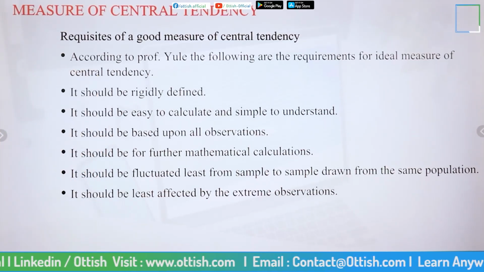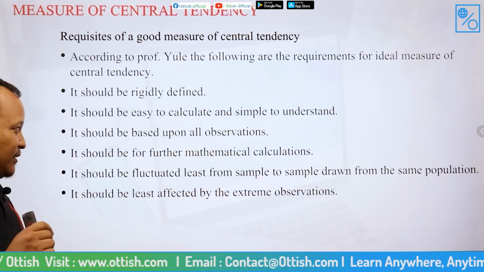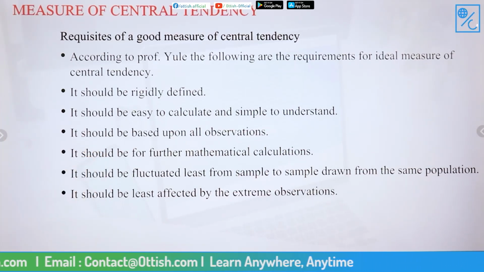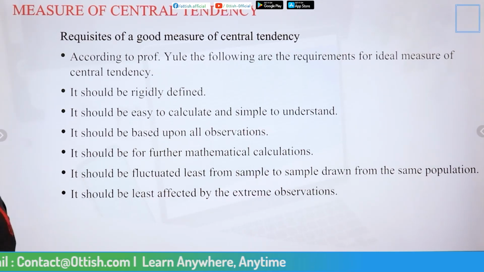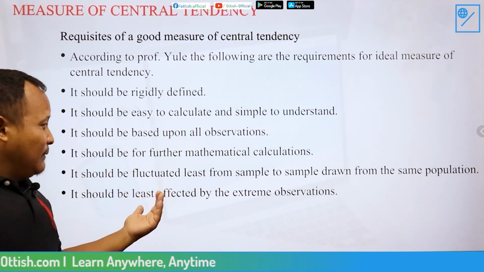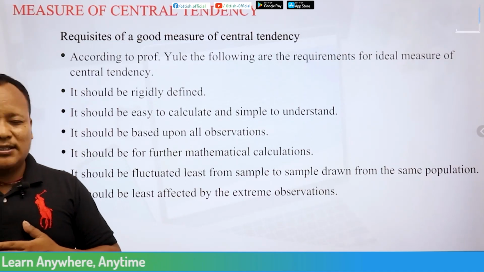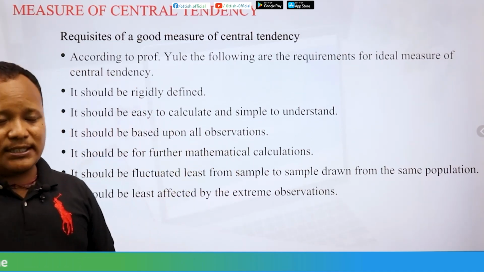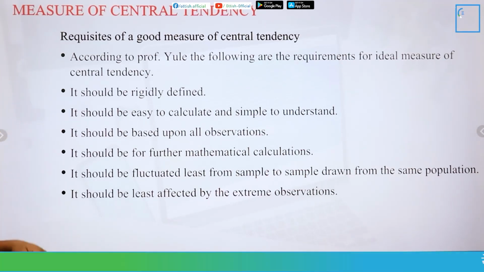Next, it should be based upon all observations. Generally, a measure based on all observations is suitable. It should be suitable for further mathematical calculation, like dispersion, standard deviation, skewness, kurtosis, correlation, regression, hypothesis estimation, etc. It should be usable for these as well.